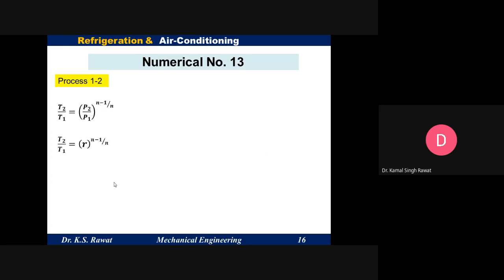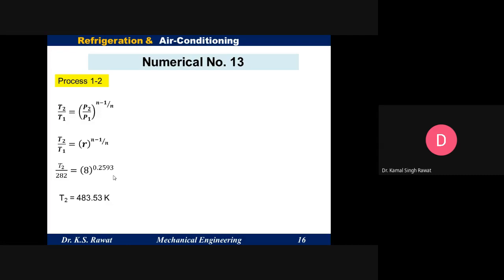We already have the value of T1, and we can calculate T2 by the relation T2 by T1 equals P2 by P1 to the power (n minus 1) upon n. This P2 by P1 equals R, the pressure ratio. So T2 by T1 equals R to the power (n minus 1) upon n. Now put in the values of n and T1: T2 by 282 equals 8 to the power (1.35 minus 1) divided by 1.35, which is 0.2593. Can you calculate the value of T2? Sir, 483.48 Kelvin.